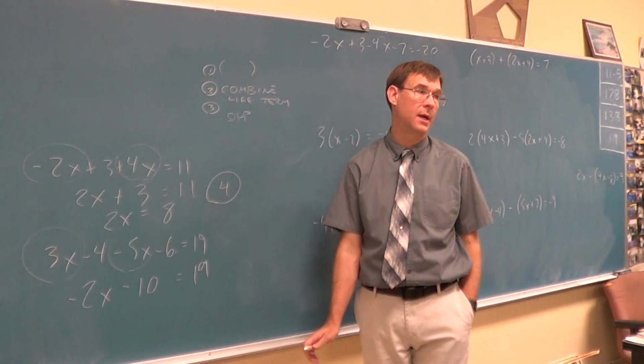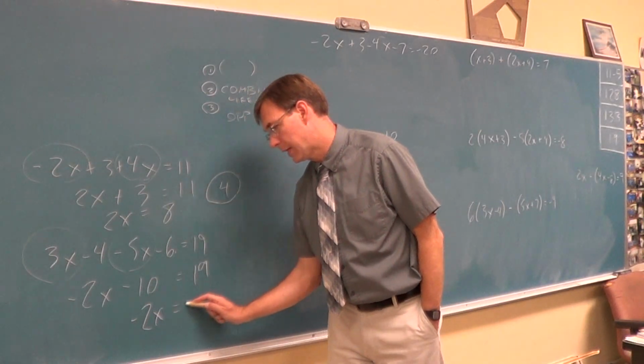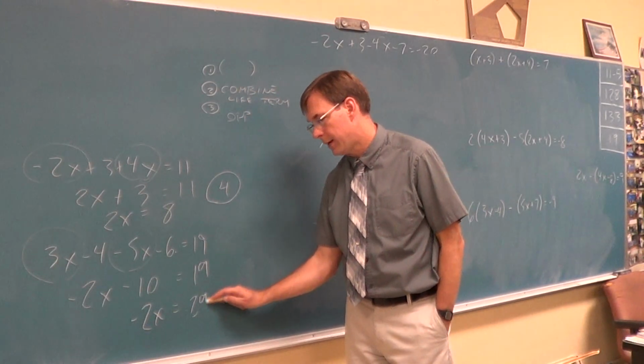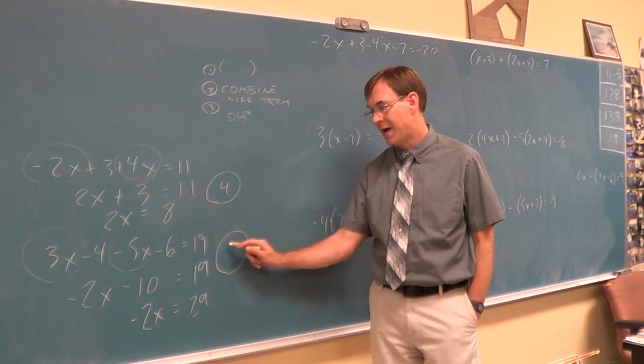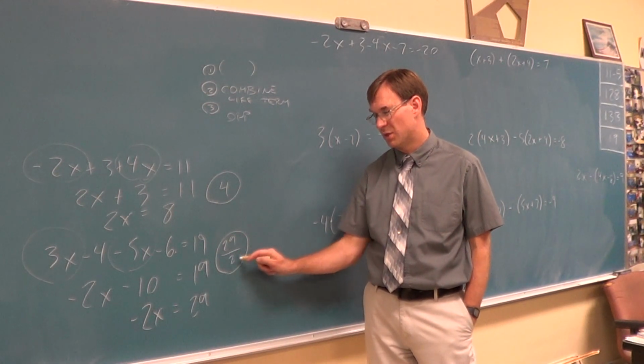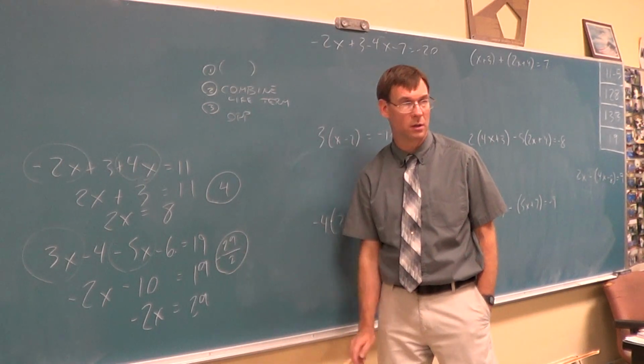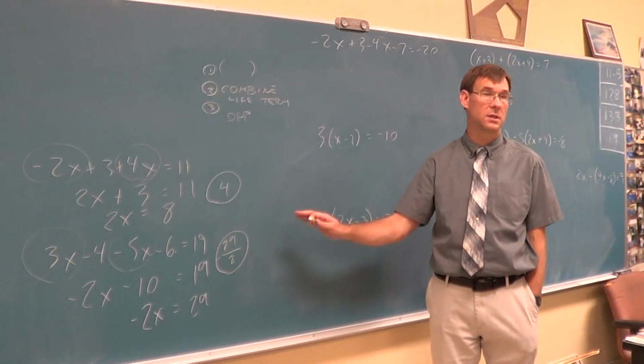Opposite time. Add the 10. That gets us up to 29. Divide in the simplest way, 29 over 2, but somebody's got to be negative. Does it matter who? No. Just throw it in somewhere.